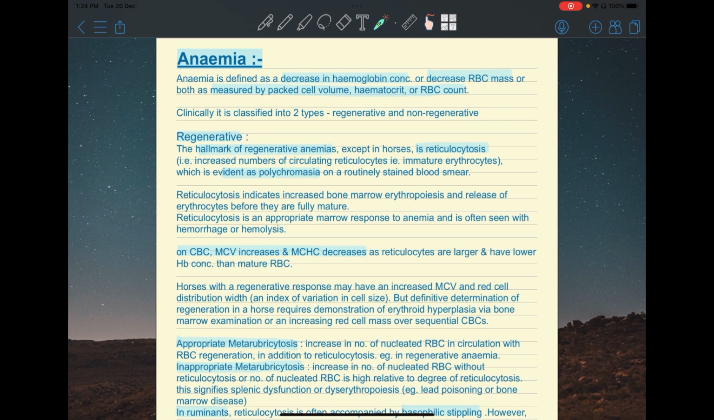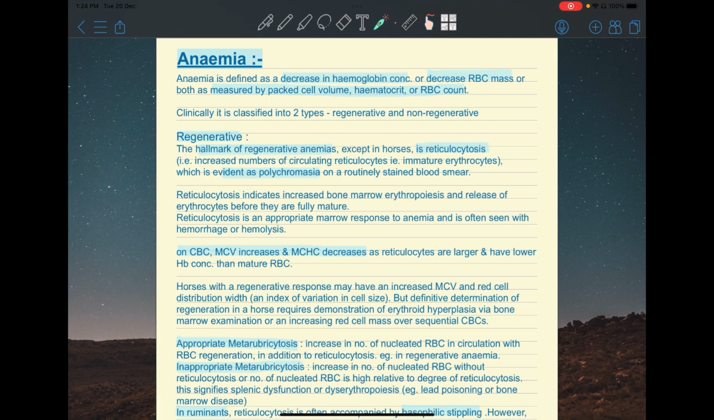And it is measured by PCV, packed cell volume, hematocrit, which includes MCV, mean corpuscular volume, and MCHC, mean corpuscular hemoglobin concentration, and RBC count, that is TEC, total erythrocyte count. Clinically it is classified into two types, regenerative and non-regenerative anemia.